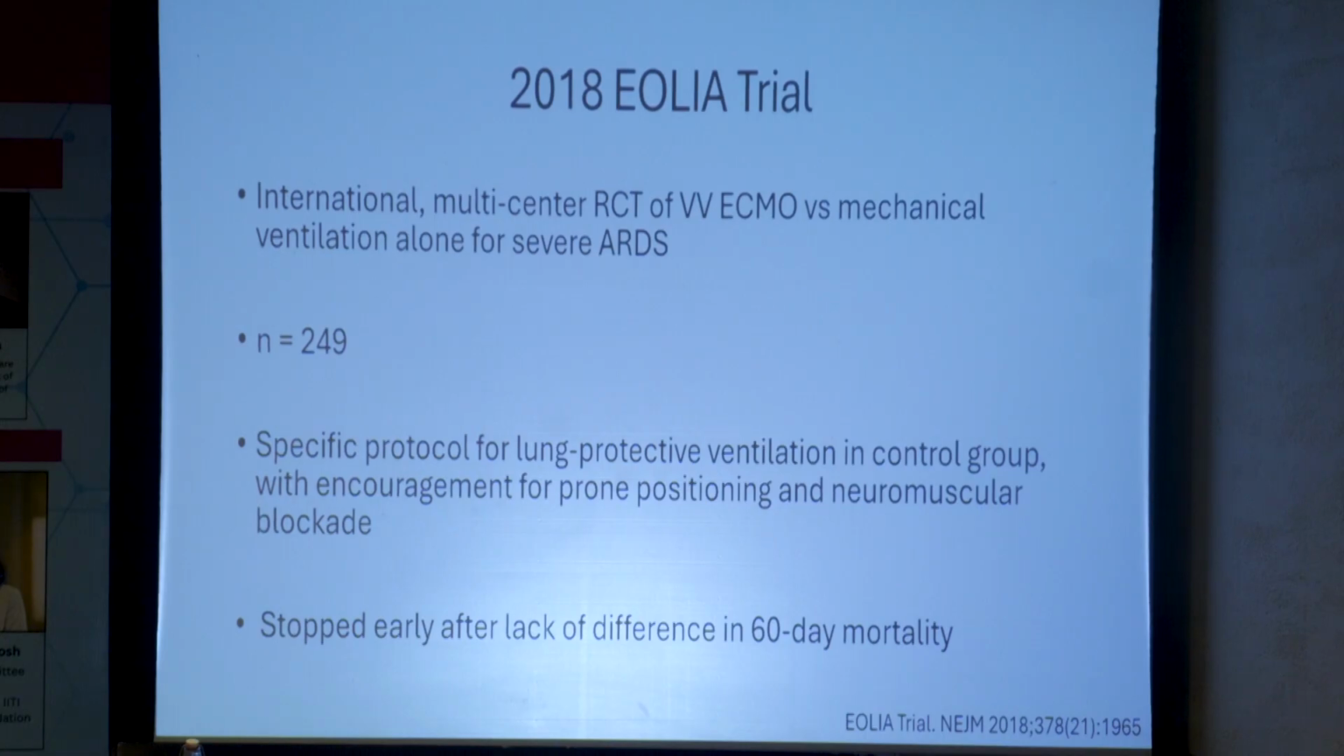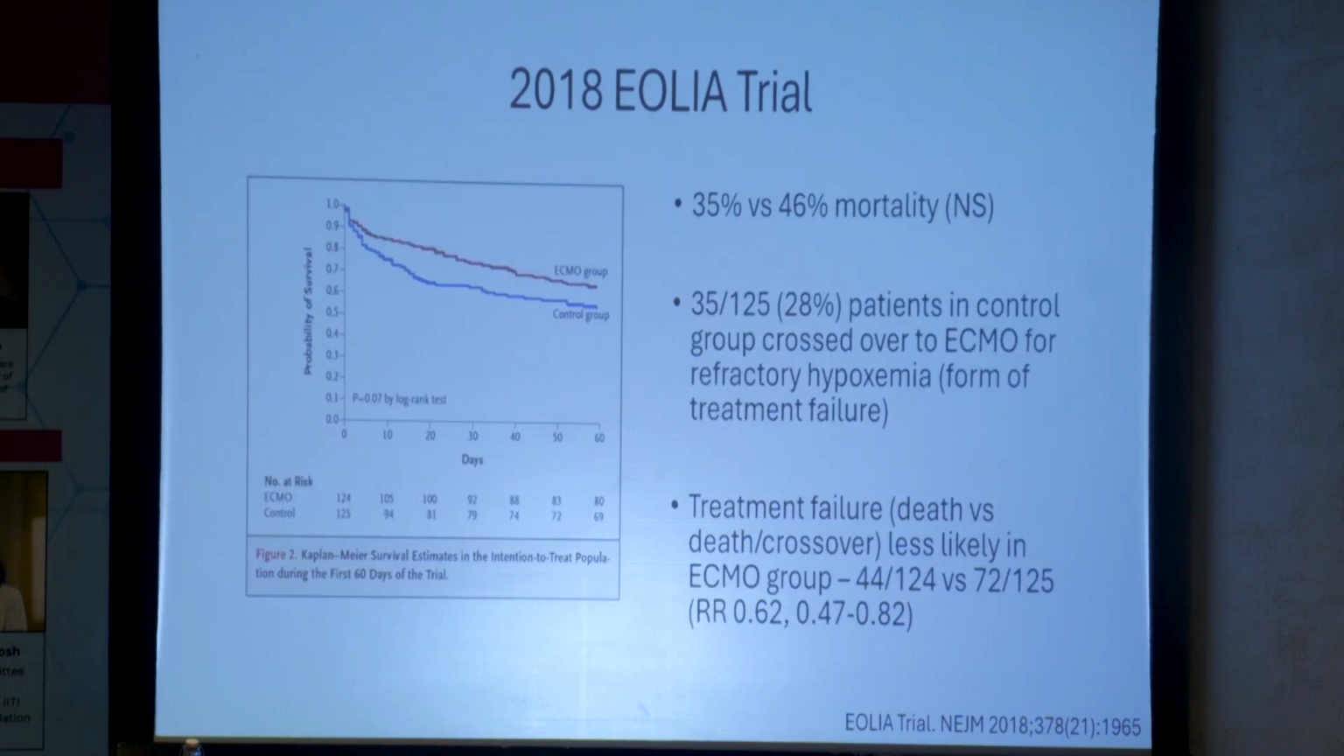So CESAR had the problem that patients were randomized to ECMO and they didn't go on ECMO. This trial had the problem that patients were randomized to not ECMO and they still went on ECMO because the doctors felt that they couldn't deprive their patients of that therapy if they were not responding to the conventional treatment, which is understandable. So crossover was an issue.